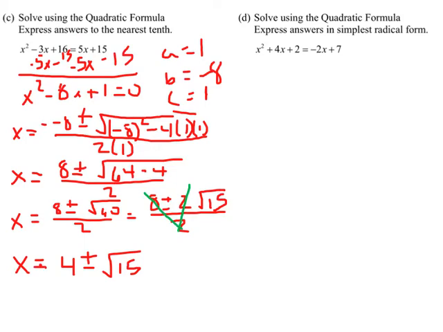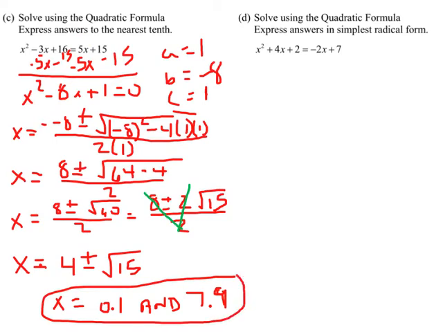Now it did say the nearest tenth. So you're going to have to plug that in your calculator and do 4 plus the square root of 15 and 4 minus the square root of 15. Let's see here. Oh, I didn't do it. Pause the video. Hold on one sec. Okay, so when you change them in there, you get 0.1, so 1/10, and 7.9. Those are your two answers to the nearest tenth.